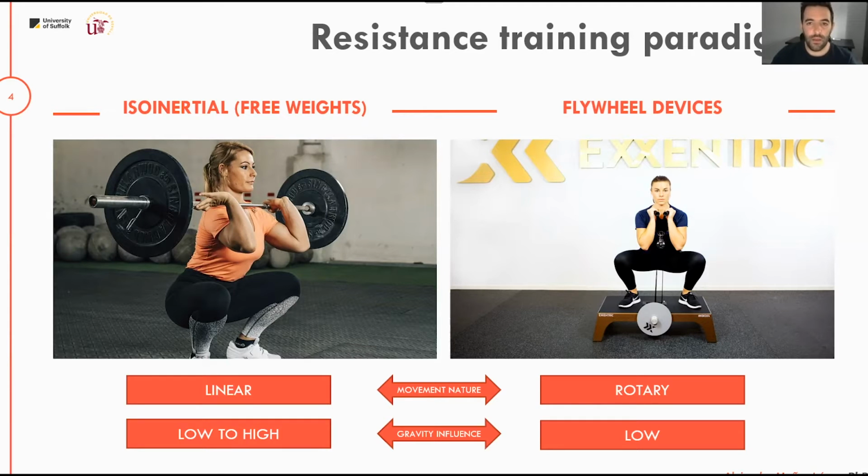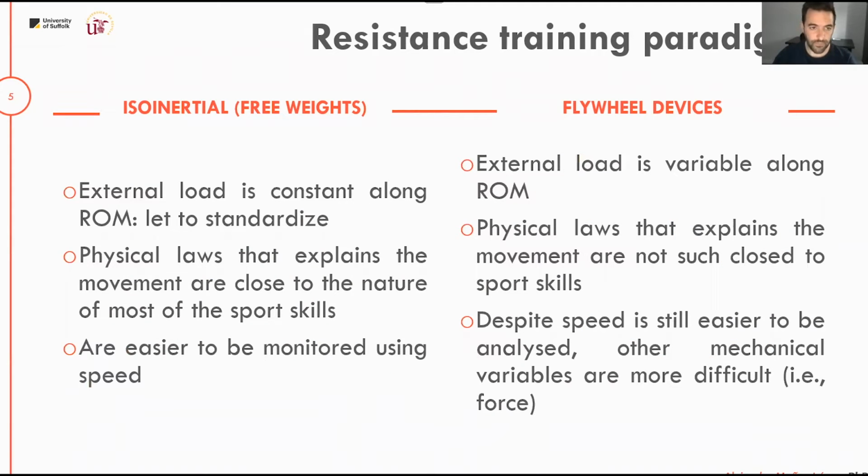If we focus on the gravity influence, we know that free weights can have low to high influence. For example, if it's horizontal, we'll have lower gravity influence compared to vertical movements. And the gravity influence in the flywheel devices is always low. It's not as high as the isoinertial free weights. So for this reason, comparing both, the free weights have the external load constant along the ROM, which leads to standardizing the load, which is one of the most important things in strength and conditioning programs, as you know.